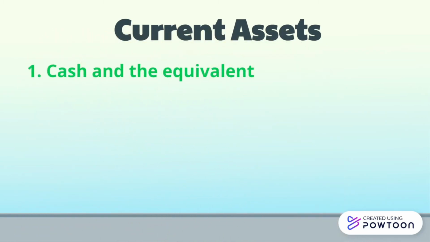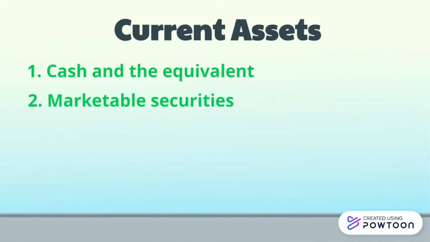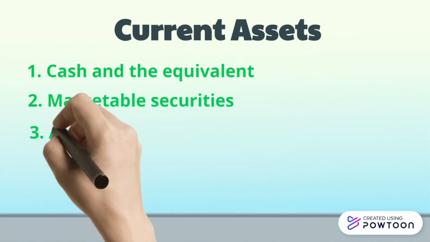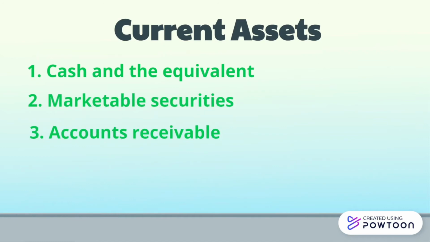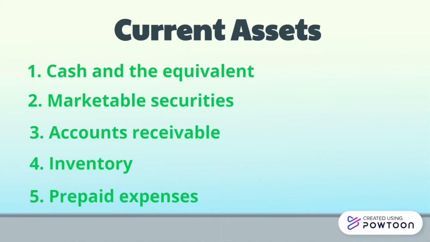These are your most liquid assets, including currency, checks, and money stored in your business's checking and savings account. Marketable securities, investments that you can sell within a year. Accounts receivable, money that your clients owe you for your services that will be paid in the short term. Inventory, for businesses that sell goods, inventory includes finished products and raw materials. Prepaid expenses, things of value that you've already paid for, like your office rent or your business insurance.